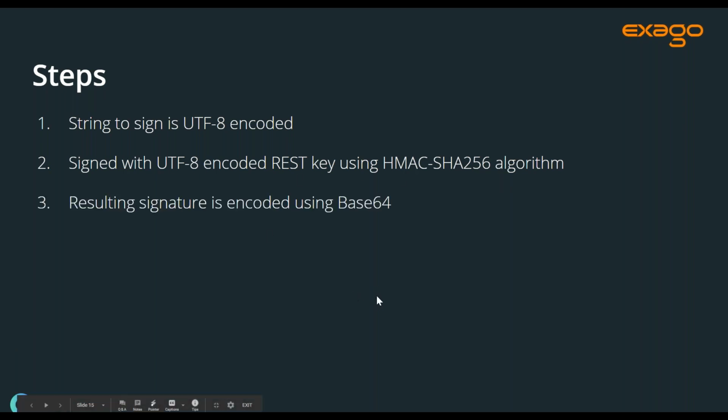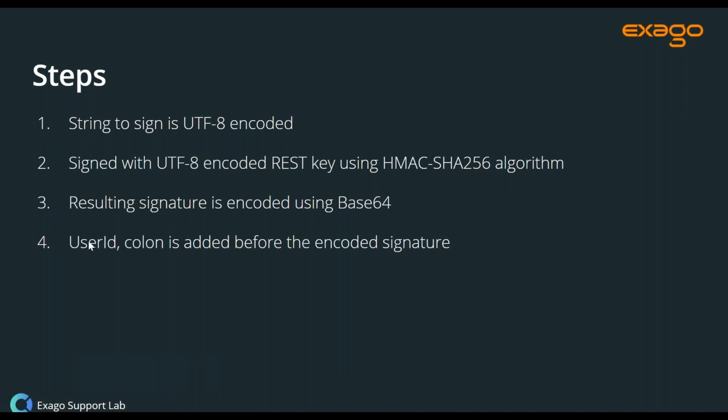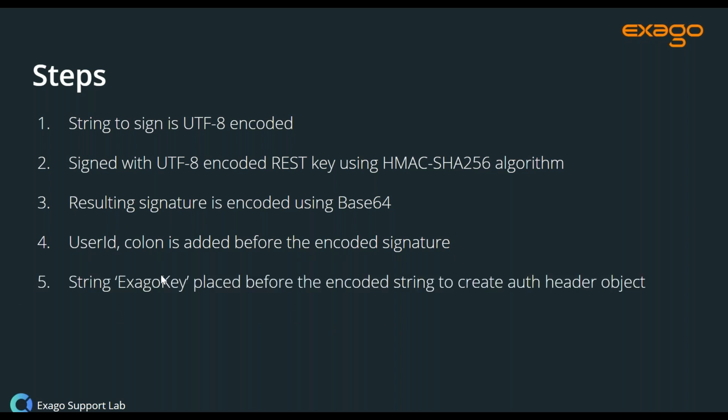This entire resulting signature is encoded using base 64. We then add the user ID and a colon before the encoded signature. So at this point, we'll have user ID, colon, and a giant string. Finally, Exago key is placed before the encoded string to create the authentication header object. And that's very similar to how we saw basic, space, OG equals equals, or the base 64 encoded string of the ID and REST key in the basic authorization. We're just identifying the auth method used.